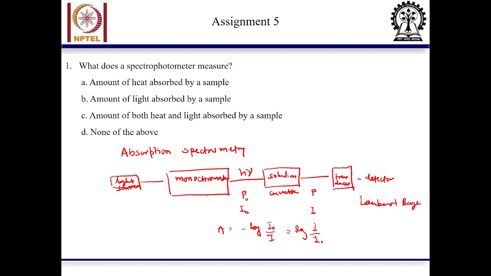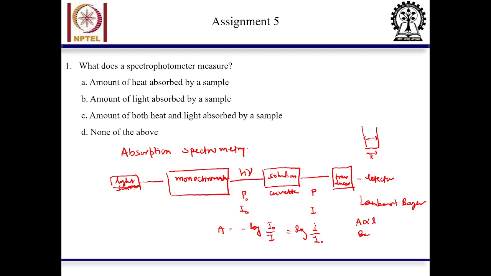Lambert-Bourguier law. What they found is that the absorbance is proportional to the length of the cuvette. So basically your cuvette will be like this. So what is this length? The absorbance is proportional to the length of the cuvette.